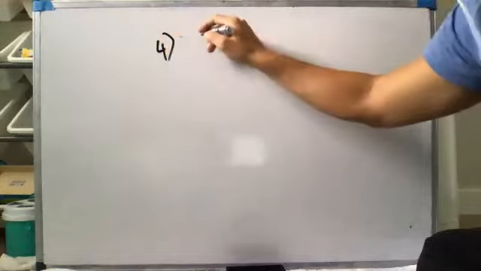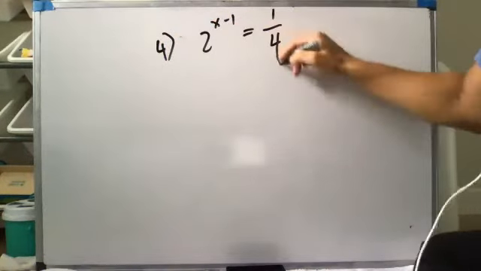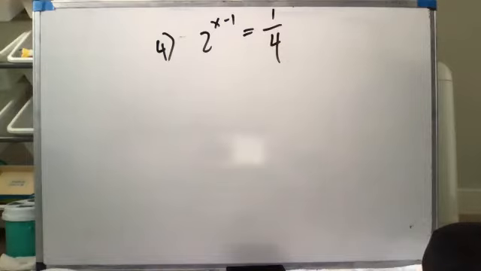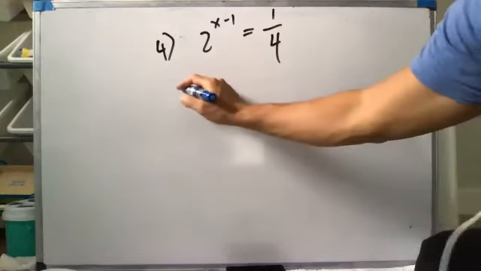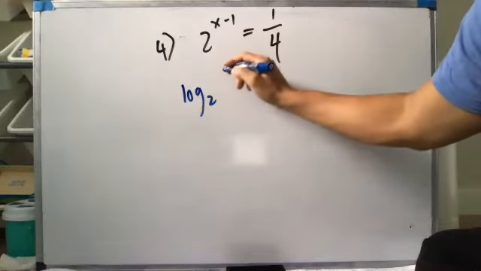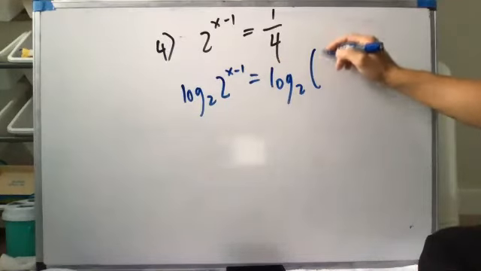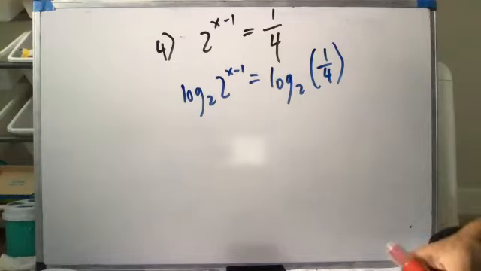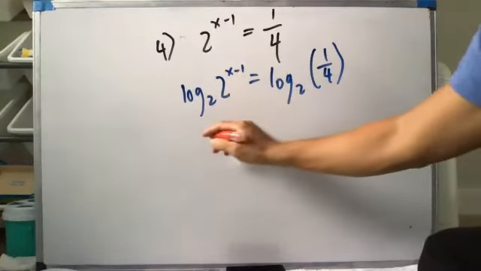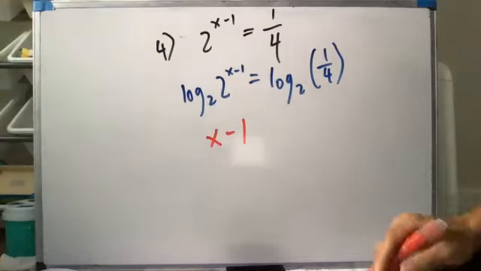Okay, number 4 says solve 2 to the x minus 1 is equal to 1/4. Same exact approach. I'm going to take log base 2 on both sides. So it's going to be log base 2 of 2 to the x minus 1 is equal to log base 2 of 1/4. And on the left side, same base, so it just comes out to x minus 1. It just undoes the function. I get the exponent back.